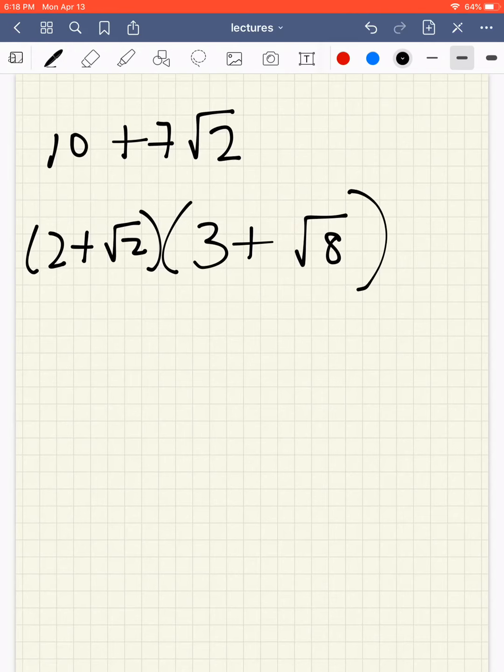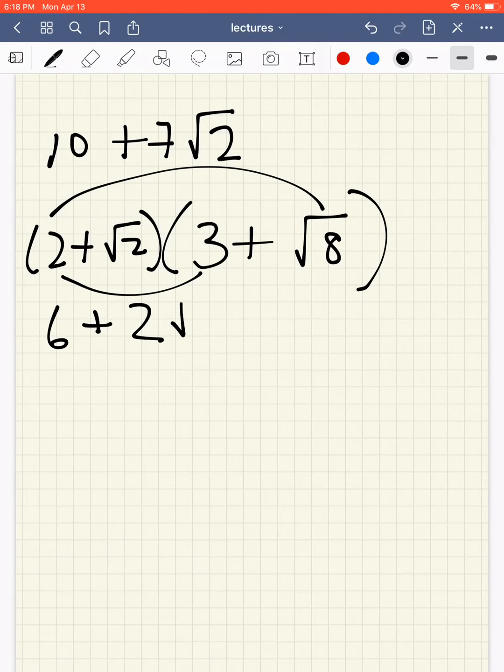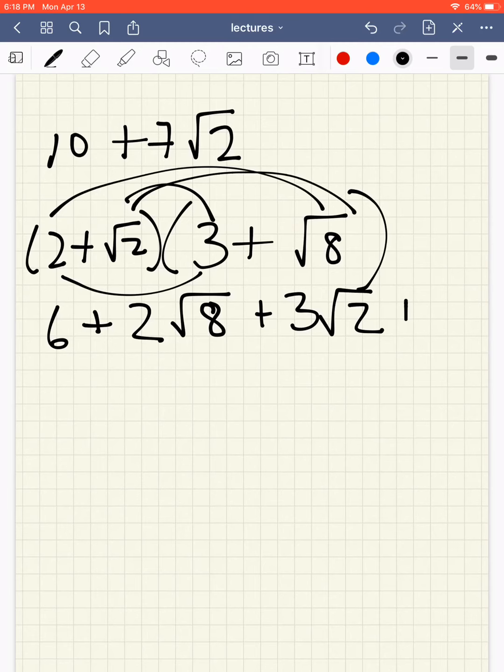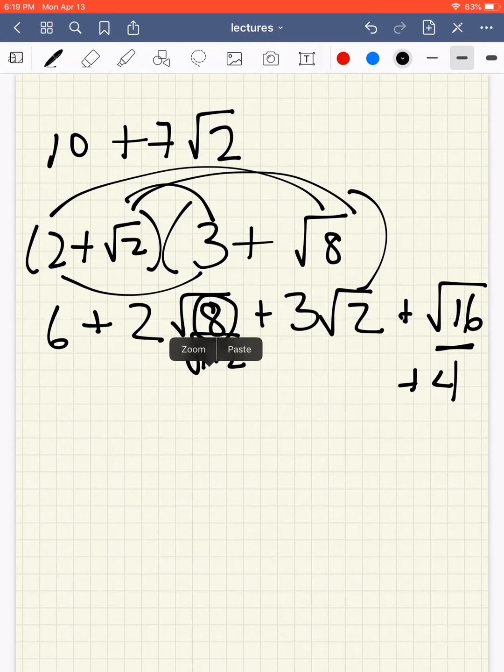So 2 times 3 is 6. Outer would be plus 2 square root of 8. Inner is plus 3 square root of 2. And then last is plus the square root of 16. Alright, well, square root of 16 is what? It's 4. And here we go with this 8 again. 8 is 4 times 2. So the square root of 4 is 2, has to come out and be multiplied by the 2 that was out in front. So this is actually 6 plus 2 times 2 is 4.